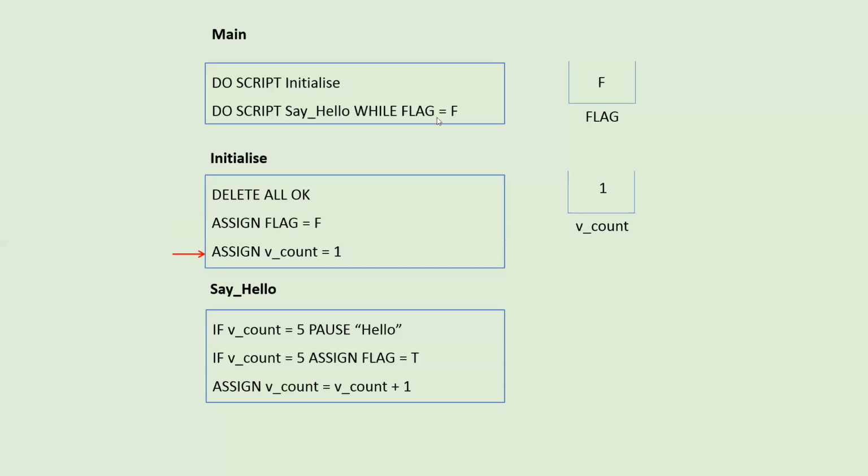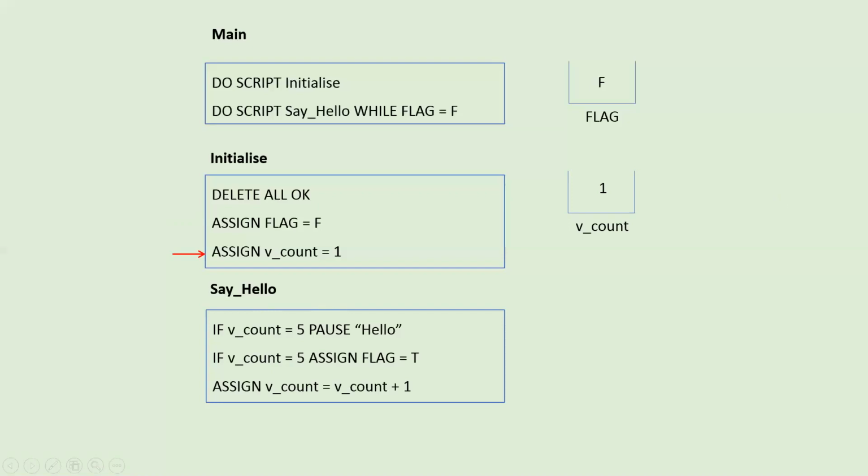So I've created a variable called vCount, and in there is a 1. Because later, when I get to my say hello script, I refer to this vCount. I can't say to ACL, look in the variable called vCount, check if there's a 5 in there, if I haven't created it. ACL is going to complain, what is this?